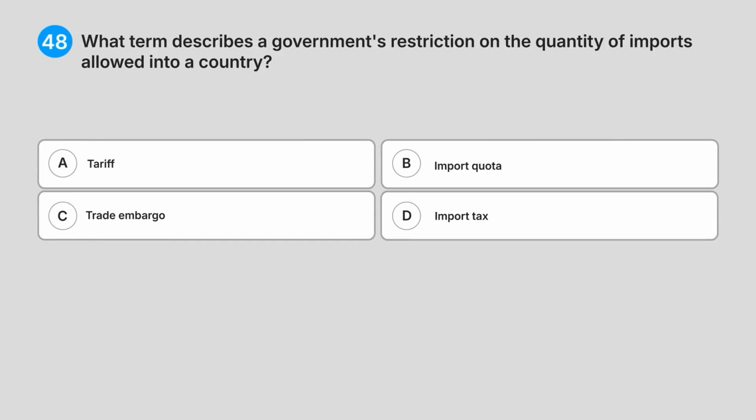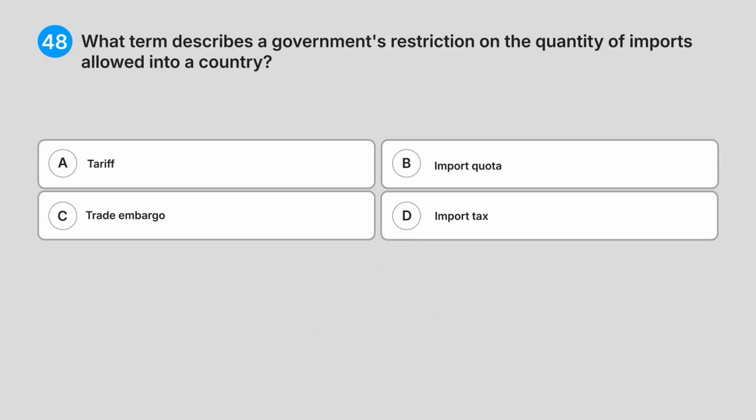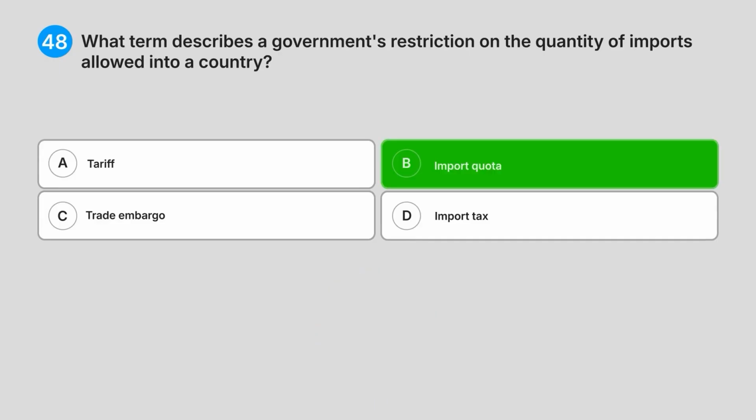48. What term describes a government's restriction on the quantity of imports allowed into a country? A. Tariff, B. Import quota, C. Trade embargo, D. Import tax. What do you think is the answer? Correct answer, B. Import quota.